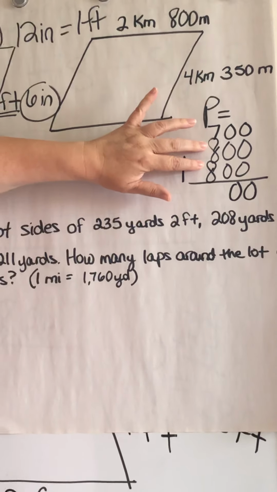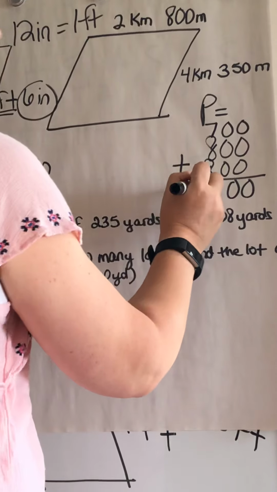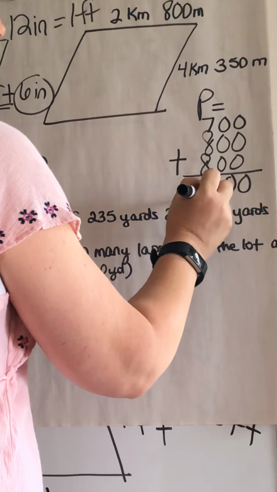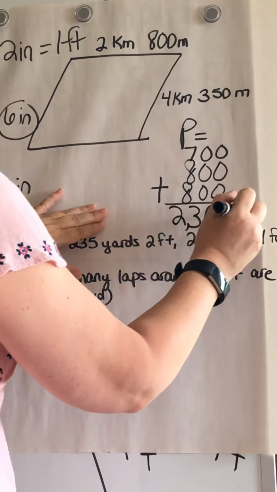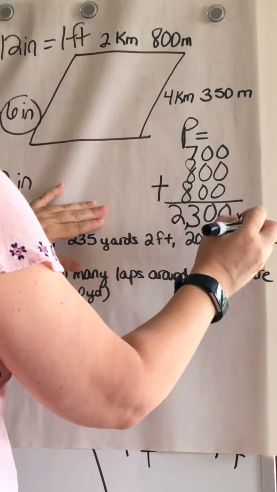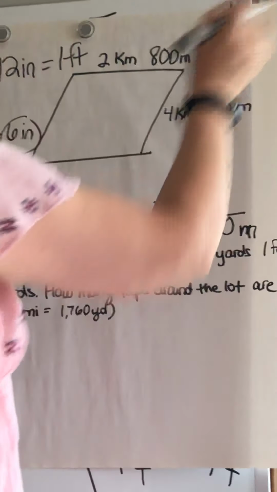Well, 8 plus 8 is 16. 16 plus 7 is 23. So your answer to the meters is going to be 2,300 meters. Whoops, 2,300 meters. Now, how many kilometers do we have?